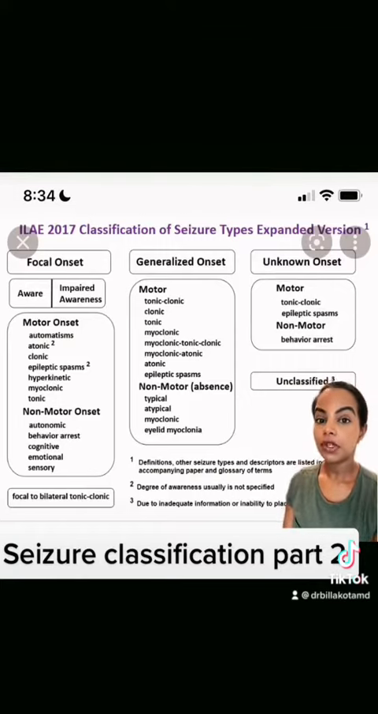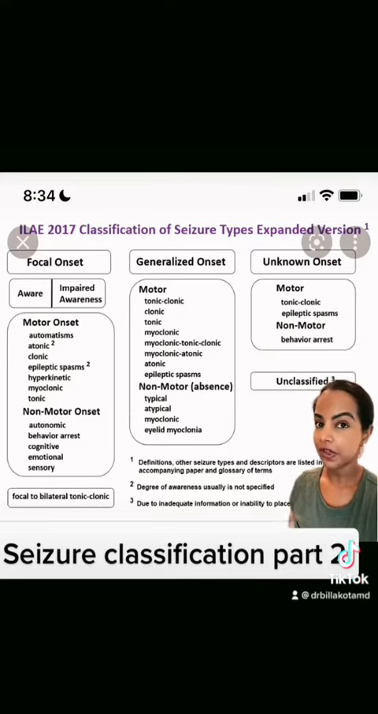Remember, the difference between focal onset and generalized onset means that focal onset seizures come from one small part of the brain and then they spread, versus generalized seizures, where seizures come from all over the brain at once. They can even come from both sides of the brain. These are divided into multiple categories, motor and non-motor. As you can see, the list here is also extensive.